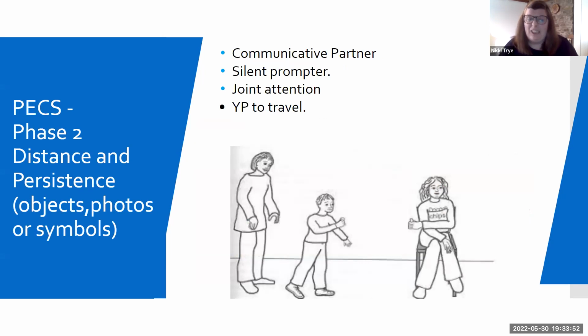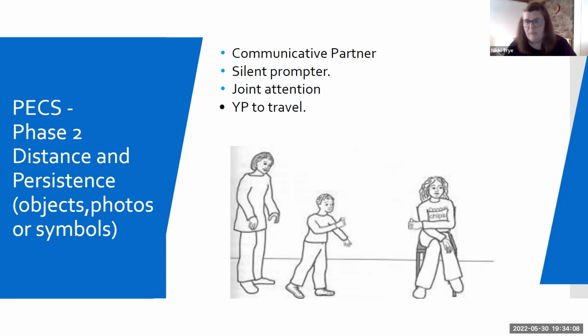Yes. Okay, so phase 2 is distance and persistence. Don't worry, I'm not going through all 8 phases. I'm only doing the first few, okay? So phase 2, distance and persistence. This is when the young person has got to travel to make their request.